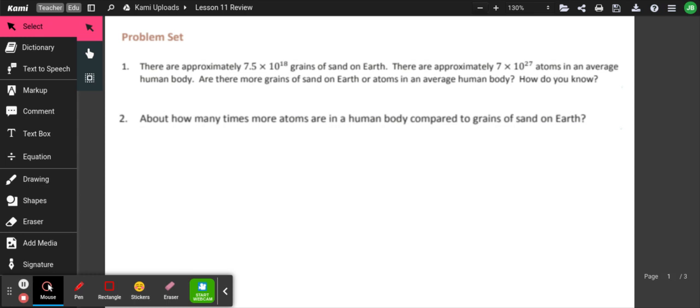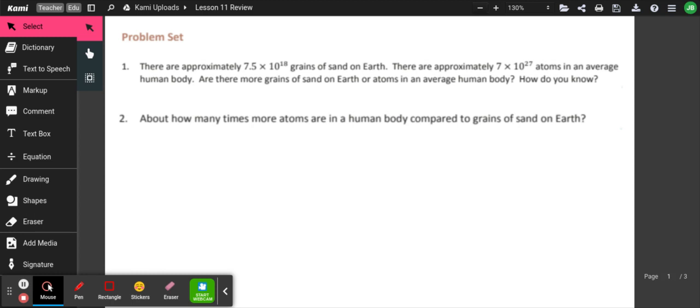The first thing is the problem set question number 1. It reads, there are approximately 7.5 times 10 to the 18th grains of sand on Earth. There are approximately 7 times 10 to the 27th power atoms in an average human body. So the first question is asking us, are there more grains of sand on Earth or atoms in an average human body? And how do we know?